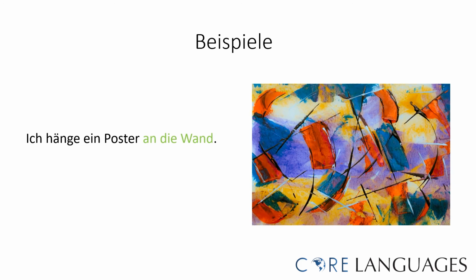"Ich hänge ein Poster an die Wand." "Daran habe ich schon viele gehängt." I'm hanging a poster on the wall. On that, I have already hung many. "Daran" refers back to the wall using the preposition "an" and "da" plus "r".